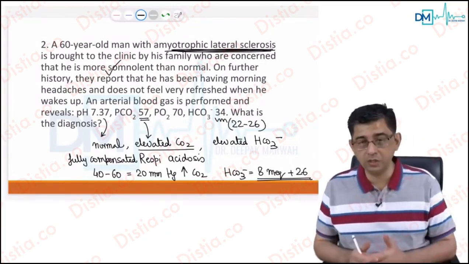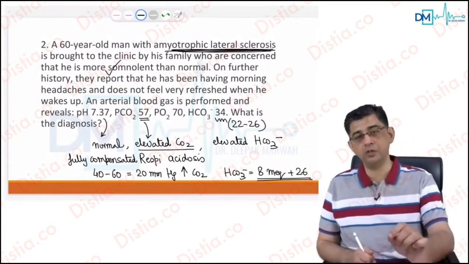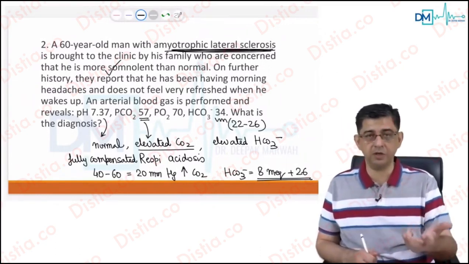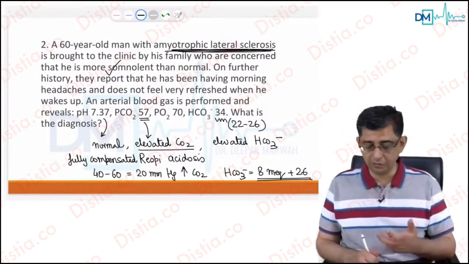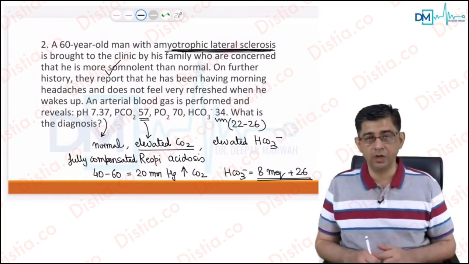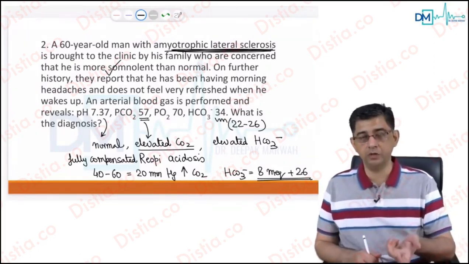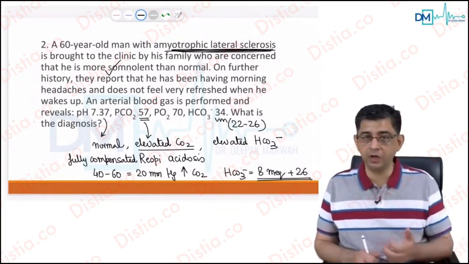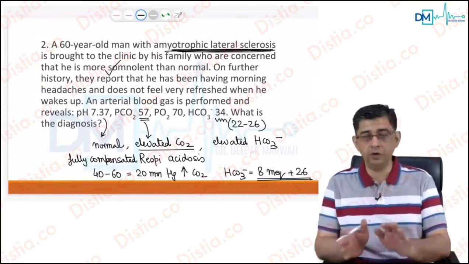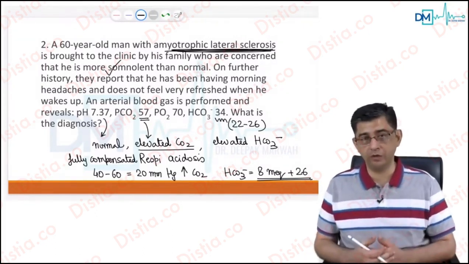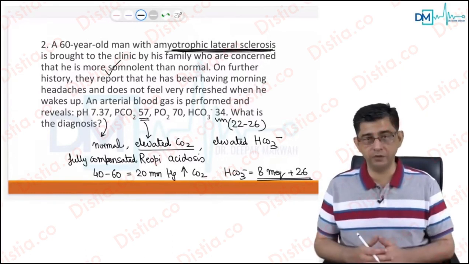The compensatory process is no big deal, right guys? Compensatory process is opposite of the primary change. Like if I ask you, what is the compensatory change of respiratory acidosis? Metabolic alkalosis. What is the compensatory change of metabolic acidosis? Invert the English words, it is respiratory alkalosis. In the exam, he will not ask you what is the compensatory phenomenon that is occurring. That is just inversion of the English words.